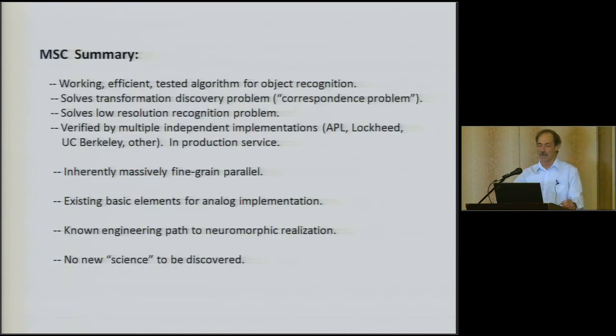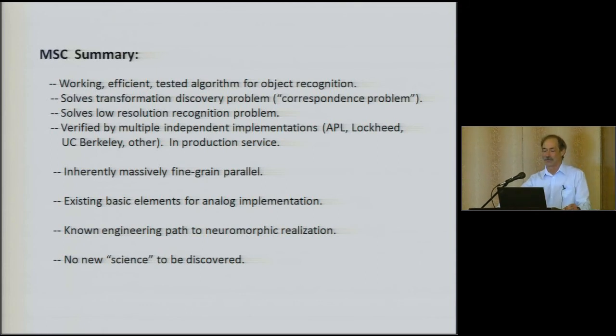So basically, the summary of this is that we've got a working, efficient, tested algorithm for object recognition. It solves the transformation discovery problem, the correspondence problem. It solves the low resolution recognition problem, i.e. recognition at a distance. It's verified by multiple independent implementations: APL, Lockheed, Berkeley, others did it completely without my involvement. They're just basically going from the documentation to their own application. There's one in production service that I'm not supposed to mention.